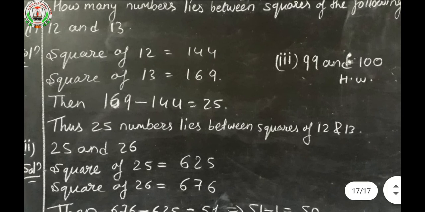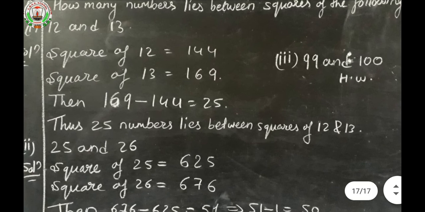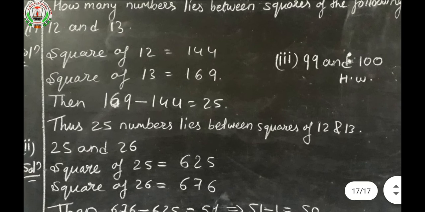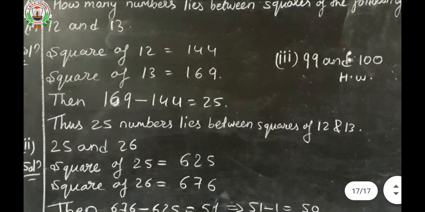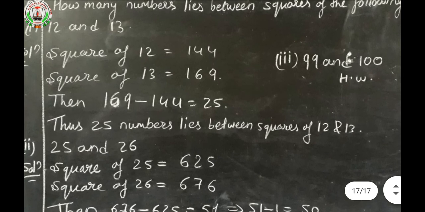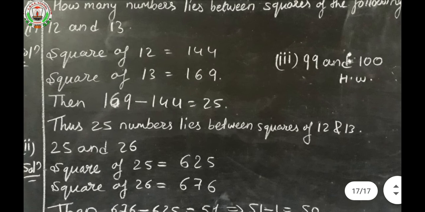So look how to find. What will be the square of 12? 12 square, that means 12 into 12 is 144. The square of 13 will be 169, isn't it? Then you have to subtract both the numbers. Do you remember the property? So 12 square is 144, 13 square is 169. Then subtract both the numbers. So 169 subtracted with 144, how much will it be? It becomes 25, isn't it? 25 numbers lie between the squares of 12 and 13.